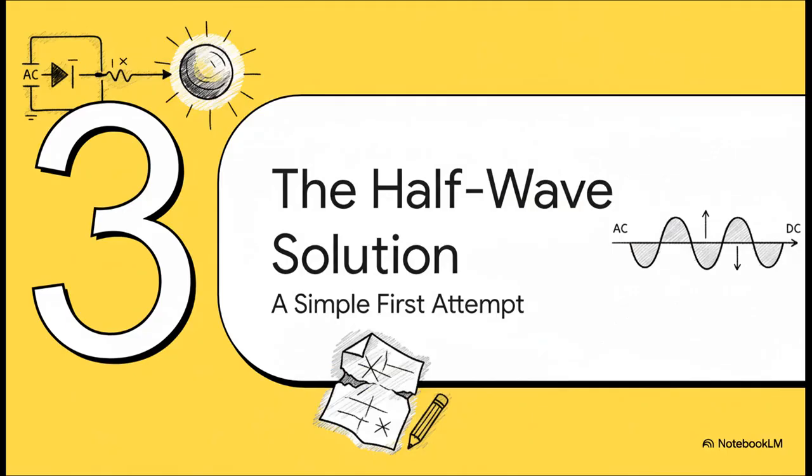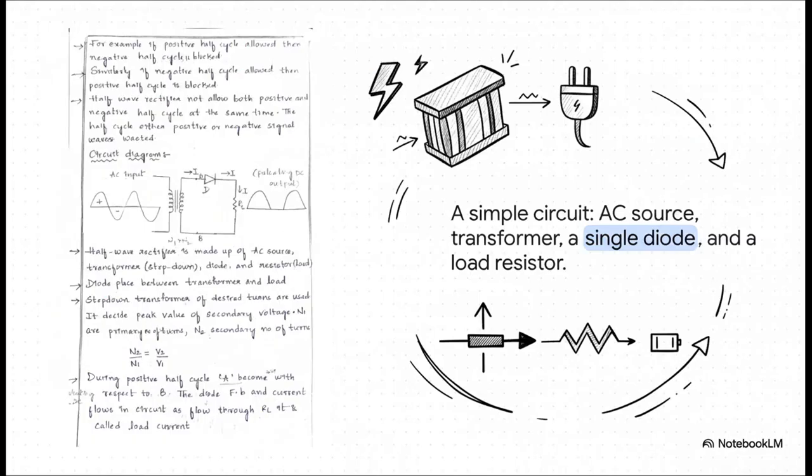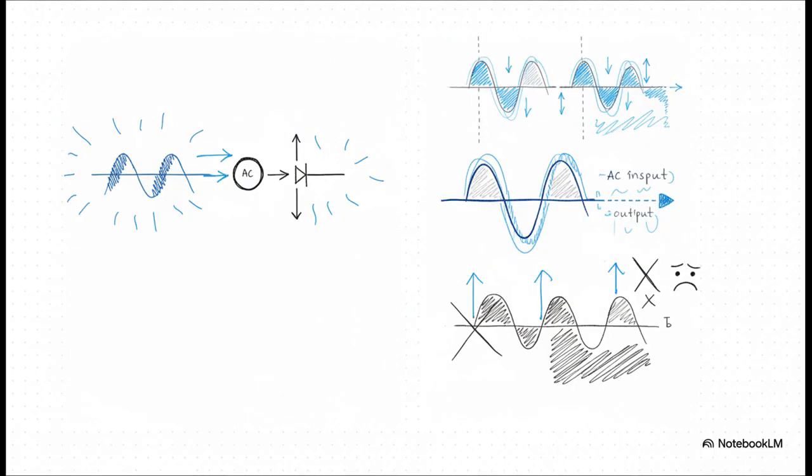Now that we've got our magic component, let's actually put it to work. We're going to build our very first super simple circuit. You can think of this as our rough draft for solving the whole AC-DC problem. And here it is, the half-wave rectifier. It's about as simple as it gets, really. You've got your AC source, a transformer to adjust the voltage, our hero component, just that one single diode, and the load, which is just representing whatever device we're trying to power. See? Super simple.